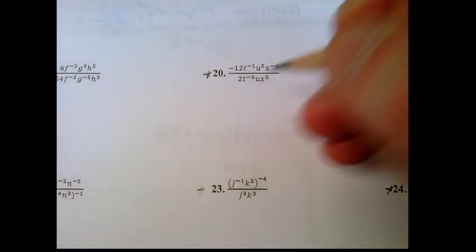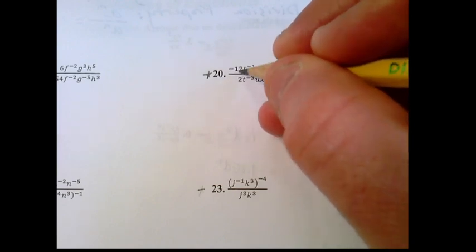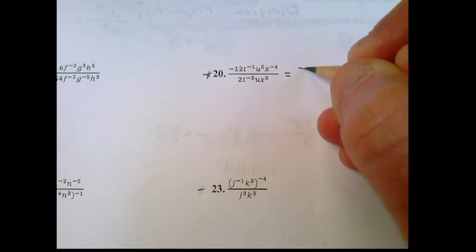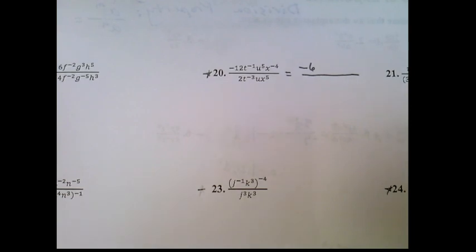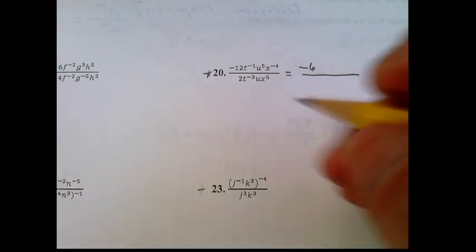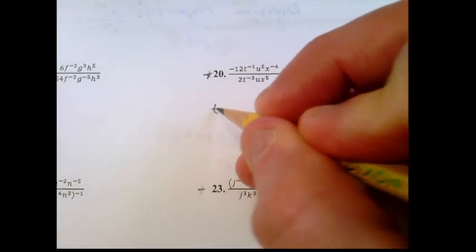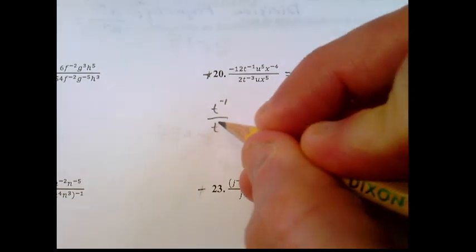Okay? Now, the first thing I notice here is that negative 12 divided by 2 can be reduced to be negative 6. So I'm going to put negative 6 right here. And I don't know if there's going to be anything in the denominator, but I'm going to put it out there to start out with. Okay? Now, I have t to the negative first, sorry, divided by t to the negative third.